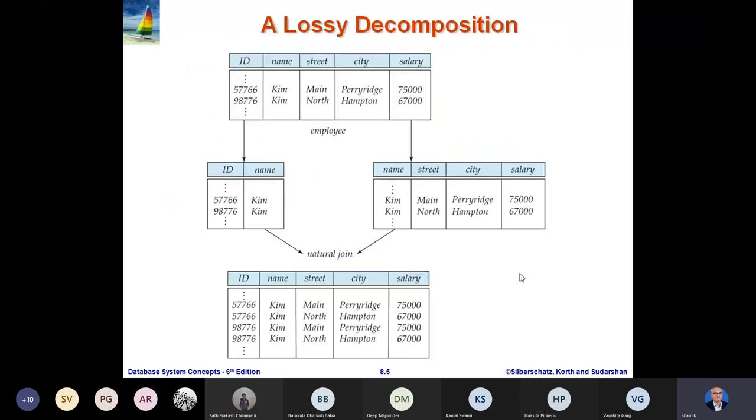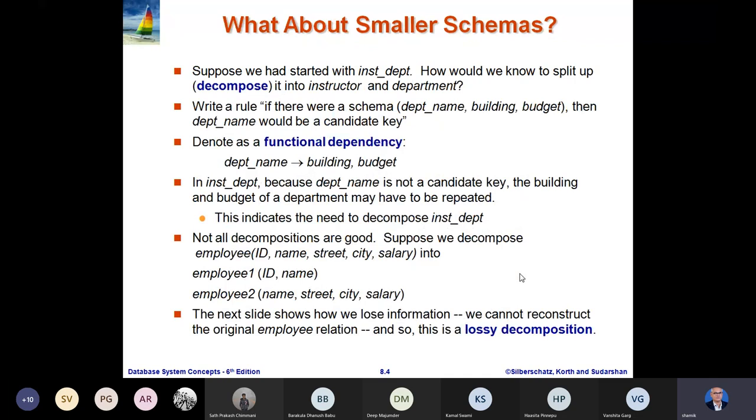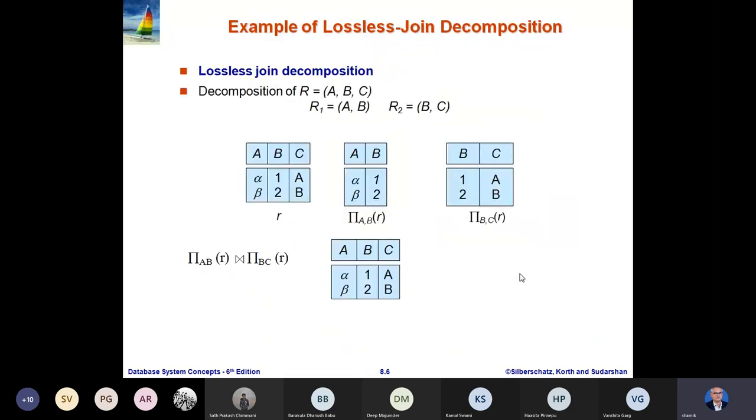So the point here to note is that we would like to always have such decompositions. So we have some bad design, and if we decompose it nicely, we'll end up having a good design. And to do that, we'll use the notion of functional dependency. We'll formalize it very soon. And also we said that the first and foremost principle is that we should have a lossless decomposition.